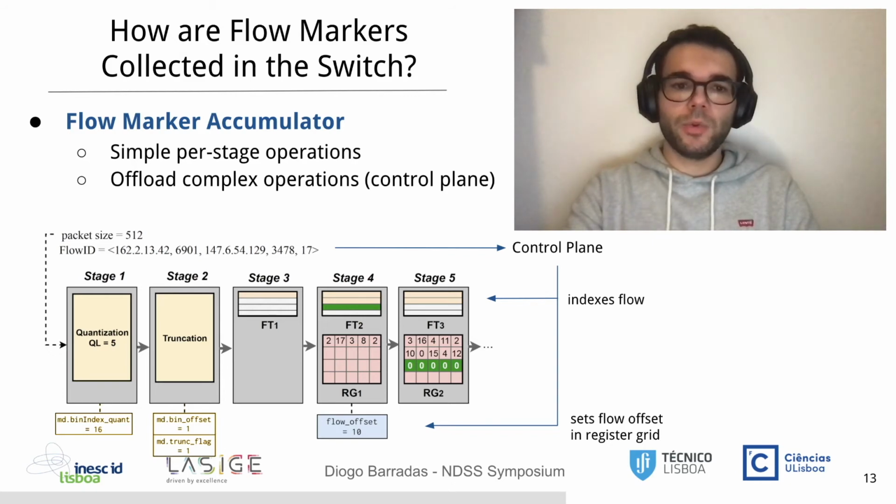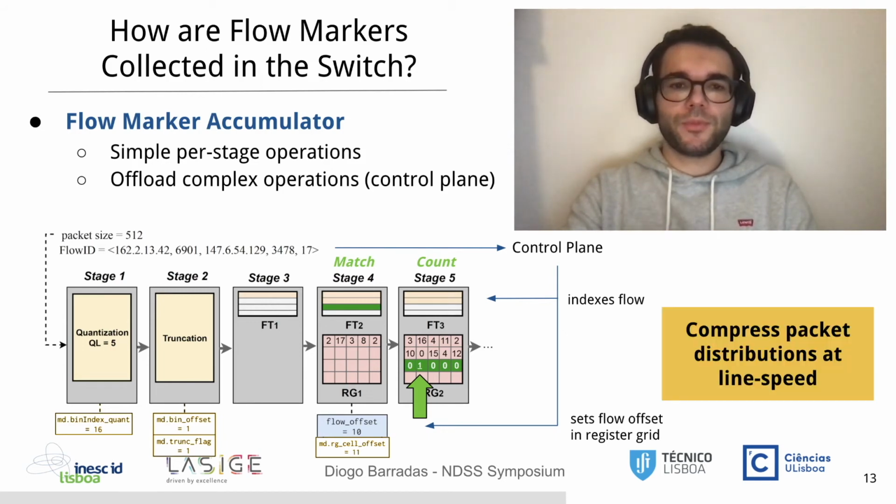In stage 3, nothing will happen because the flow is not indexed in this table, but the flow is going to match in stage 4. When this happens, we'll compute the cell offset, which is given by the sum of the flow offset computed previously by the control plane and the bin offset previously computed in stage 2, and we'll obtain 11, which is the position in the register grid where we should increment the bin. Finally, in stage 5, we'll perform the incrementation of the correct position of the flow marker. By doing this, we can compress packet distributions at line speed.